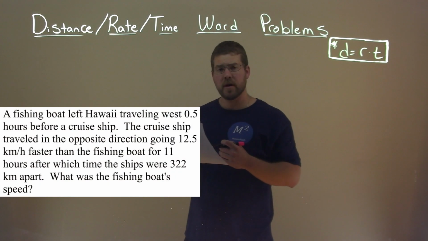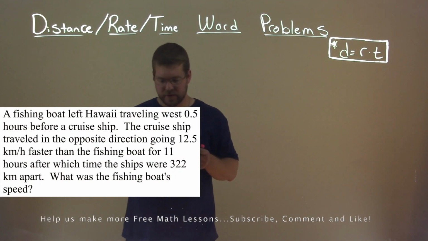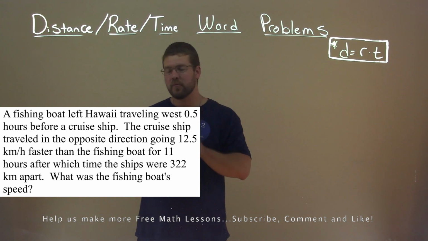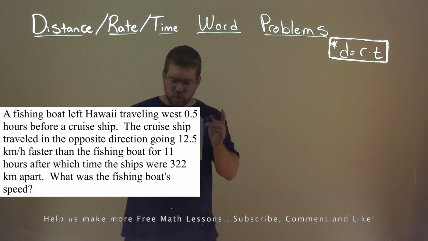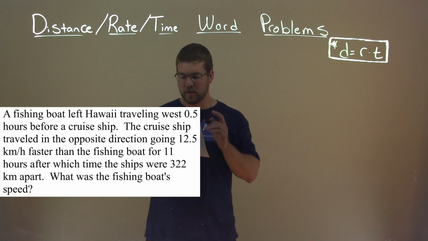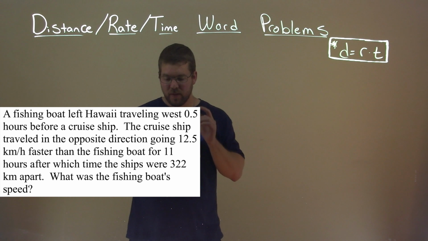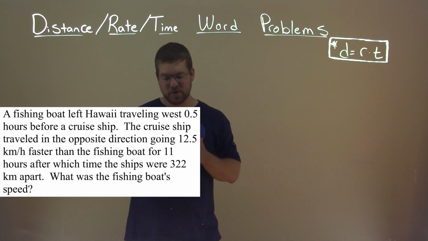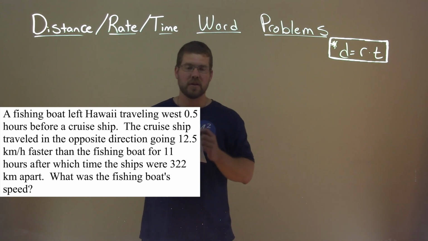We're given this problem right here. A fishing boat left Hawaii traveling west 0.5 hours before a cruise ship. The cruise ship traveled in the opposite direction, going 12.5 kilometers per hour faster than the fishing boat for 11 hours, after which time the ships were 322 kilometers apart.